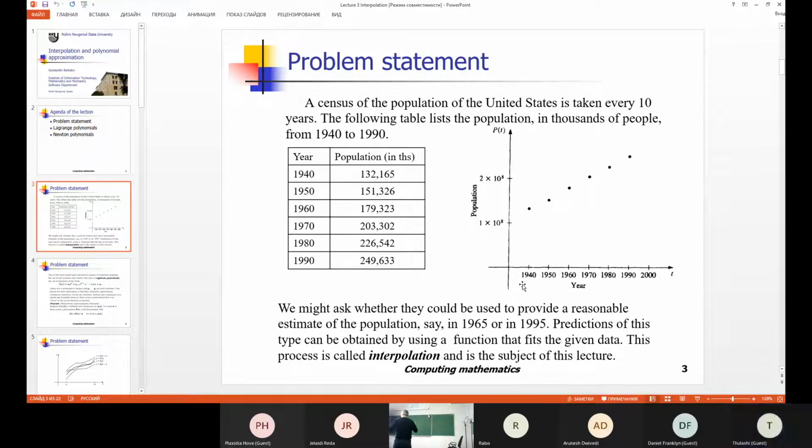Suppose that I have only 2 points, only 2 rows in this table. And how to interpolate the data? So I know something at this point, I know something at this point, but I want to know what is between these points. Can you suggest any idea how to interpolate the data? How to make an estimation at this point?